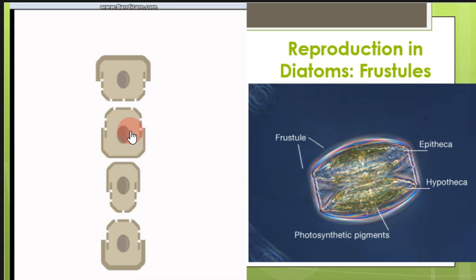As several generations of diatoms continue to reproduce in this way, eventually some of the diatoms get so small they can no longer reproduce like this. However, there are other avenues of reproduction available to them, and they will be discussed in other animations.